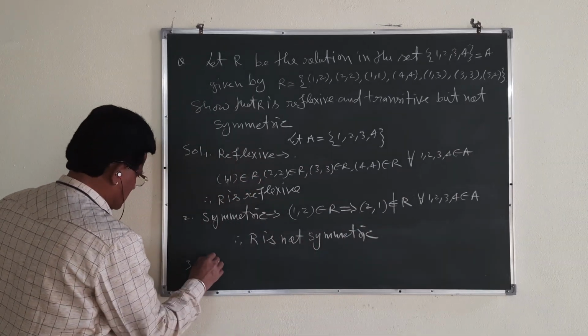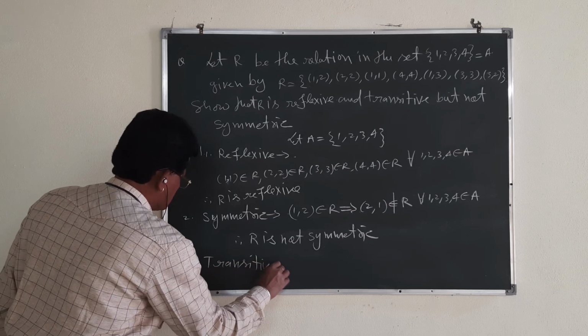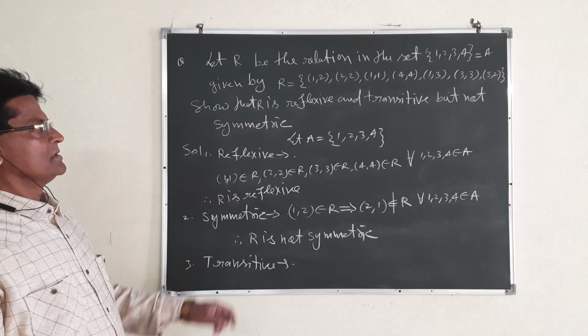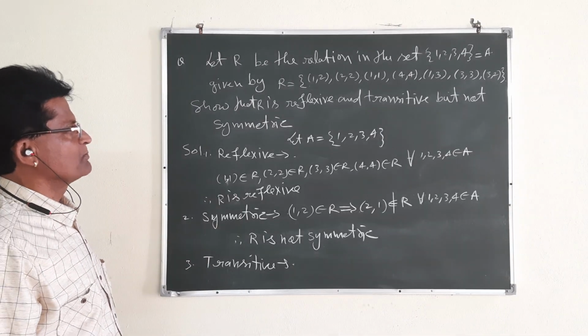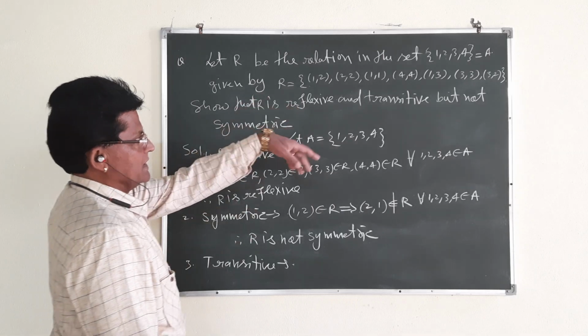Now, in the third case, let me take transitive relation. All of you see, let us prove whether it is a transitive relation or not. See, let me take (1, 3).